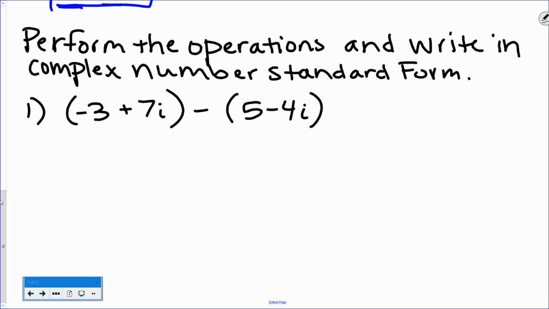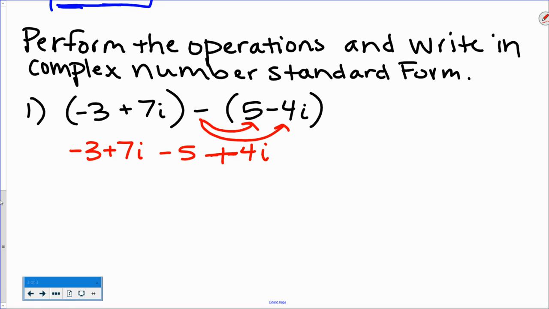All right, the parentheses are necessary because I've got to make sure I subtract each part. They're not really necessary for this first complex number, but I need to make sure I subtract 5, and I need to make sure I subtract a negative 4i. I'm subtracting each part. If I forget to subtract the second part, that means I'm adding it, which is not what I'm doing at this time. So that's going to change this to plus since I'm subtracting a negative.